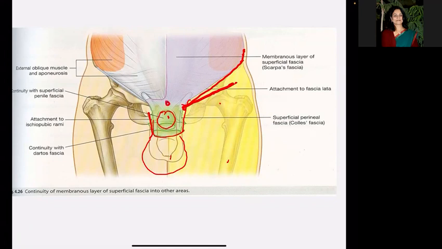Behind the pubic symphysis, it forms a thick ligament called the fundiform ligament. You can see in this diagram that it is continuous from the lateral side medially up to just lateral to the pubic tubercle, and then on the pubic arch, extending to the scrotum and around the penis.